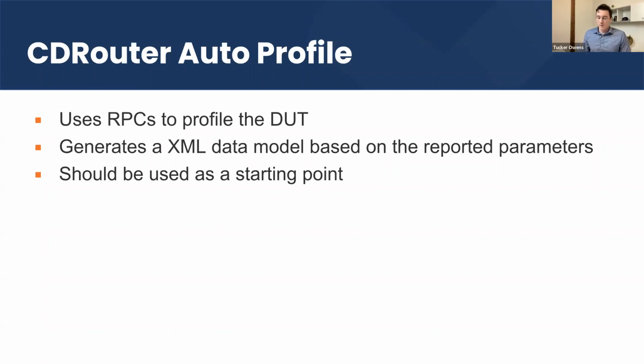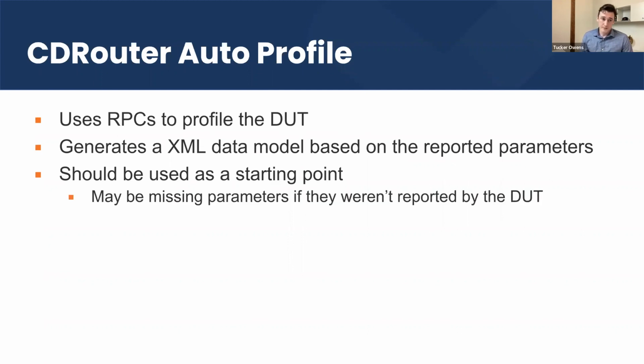And so what we're talking about here is in instart, CDRouter will do a bunch of gets, both get supported data model on the USP side, or get parameter names and get parameter values on the TR-069 side, and look at all of these parameters reported by the DUT, and then build one of these XML data models and output it into the log directory of the test run results.